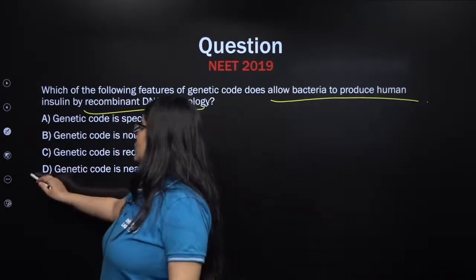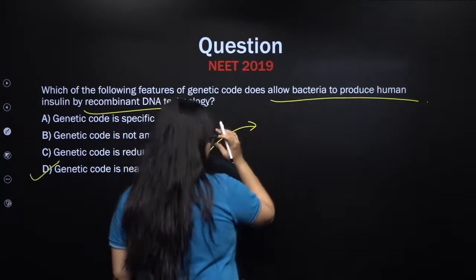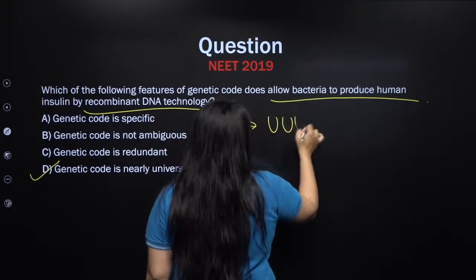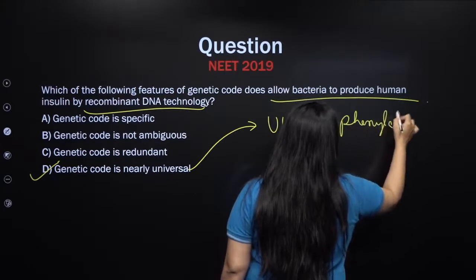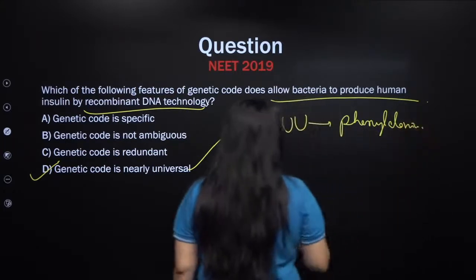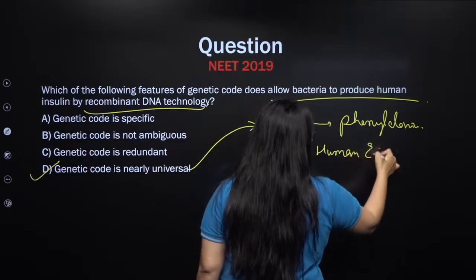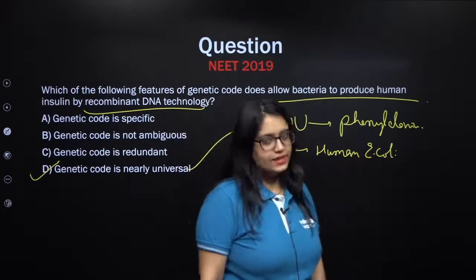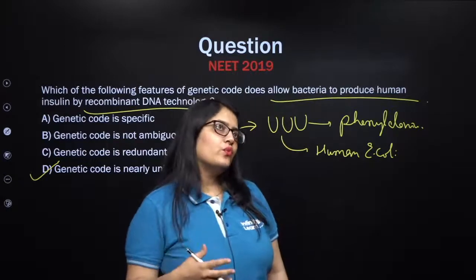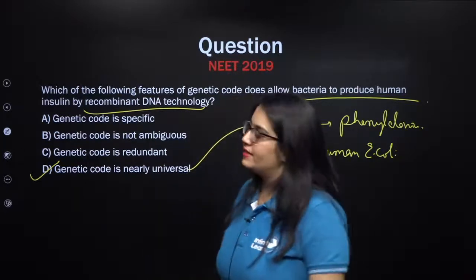The answer is, that's because genetic code is nearly universal. What do I mean by that? For example, one genetic code, let's say UUU, codes for phenylalanine. Now notice the same codon, whether in a human or in E. coli, a prokaryote, in both of these, my dear students, UUU will code for phenylalanine. That is why we can manipulate the genes, the DNA of E. coli, and get human insulin produced by them, right?